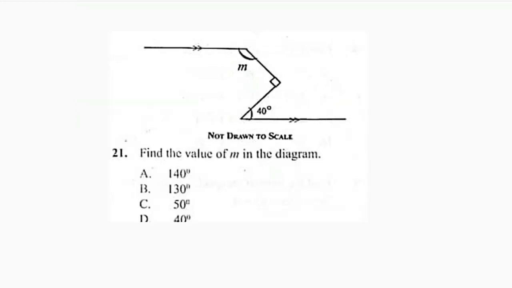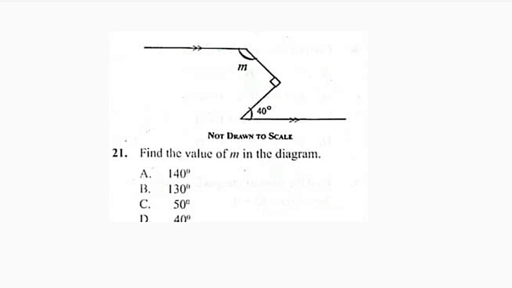All right, here is question number 21. We are asked to find the value of m in the diagram above. M is an angle, you can see it right here. And we are given another angle which is 40 degrees here. You should observe that this leg and this leg are parallel to each other because you can see the two marks which indicate the two lines are parallel.